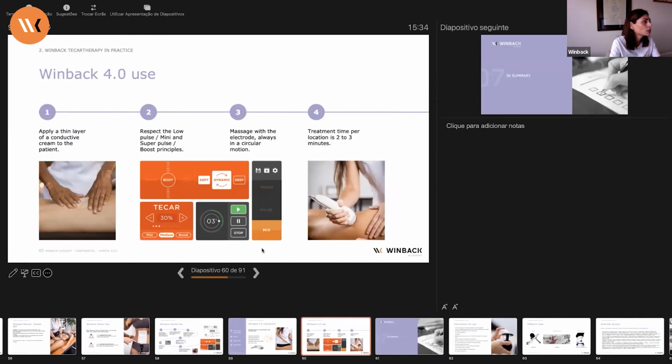The Winback mode 4.0 use, you apply a thin layer of conductive cream on the patients. We respect the low pulse, the mini, or the super pulse boost principles, and you just massage all the area with the electrode on your hand with circular motion movements. The time of the treatment is shorter, so you do like 2 to 3 minutes of treatment in a specific area.